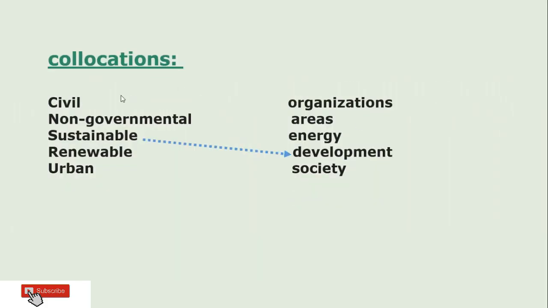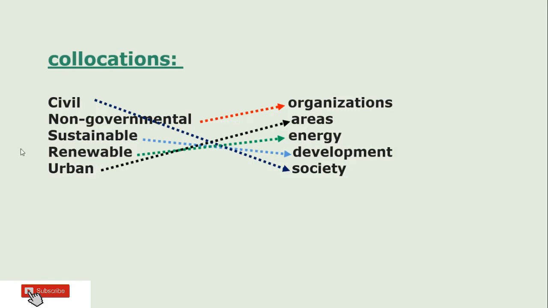Now collocations. We have civil, non-governmental, sustainable, renewable, urban on the left. On the right, we have organizations, areas, energy, development, society. So we match words on the left with the words on the right. So civil society, non-governmental organizations, renewable energy, urban areas, urban refers to cities, مناطق الحضرية.